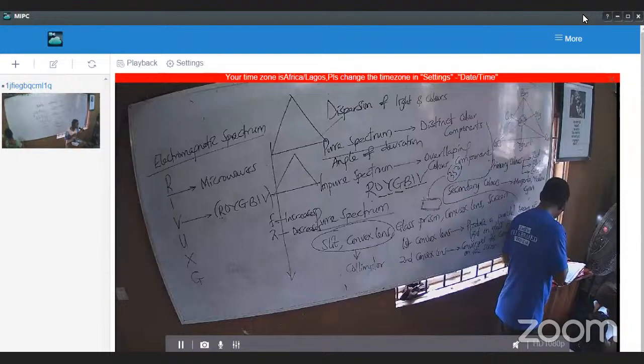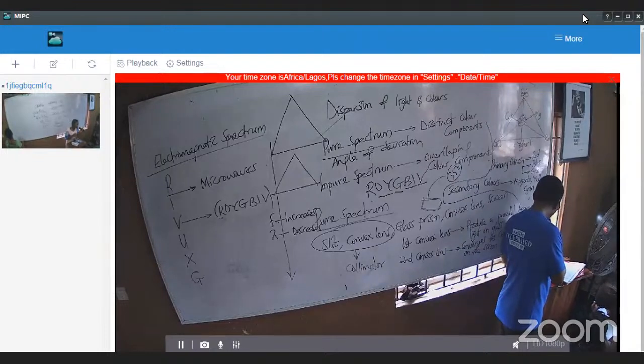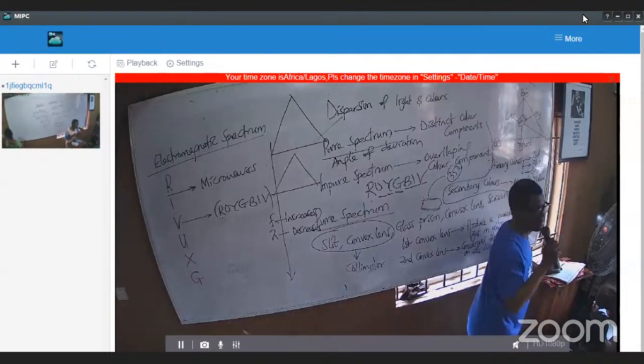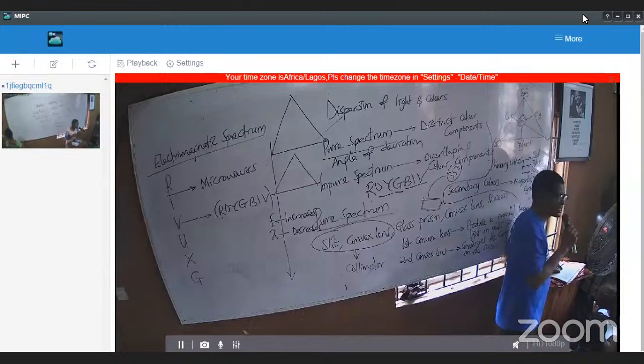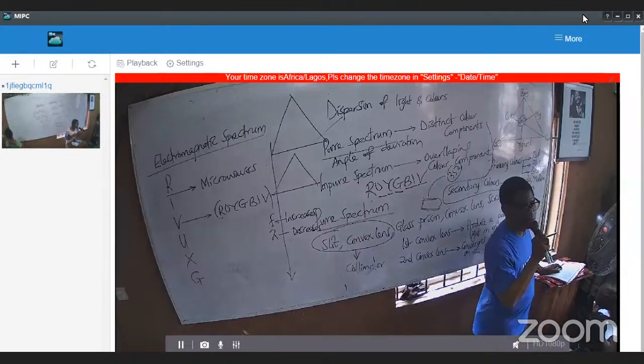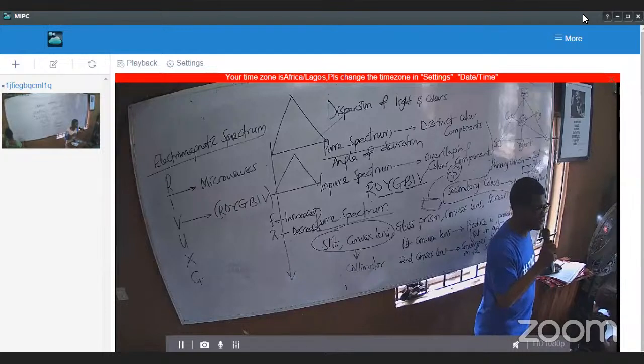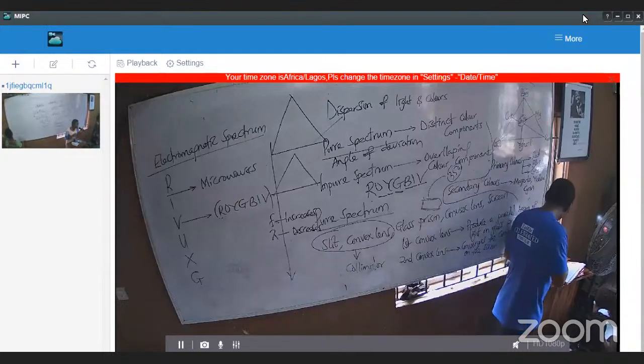White light consists of a mixture of 7 different colors. Option B, the refractive index of glass is different.